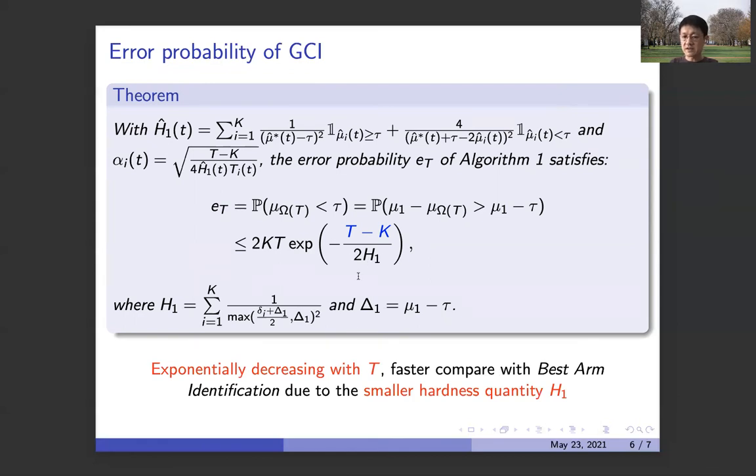And this is mainly because of this smaller hardness quantity H1. If you look at H1 here, we're not looking at the channel hardness based on the best arm and, let's say, the second best arm. We're looking at a bounded term that is directly related to the threshold. So you have this threshold effect taking place here, but also other terms that in some sense raise your threshold. That gives you a less difficult game compared with the original best arm identification.